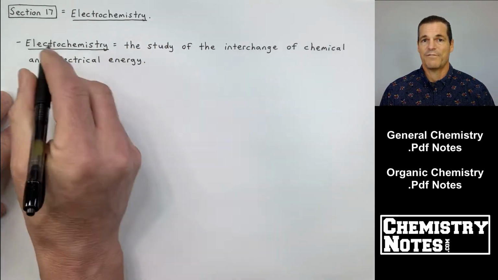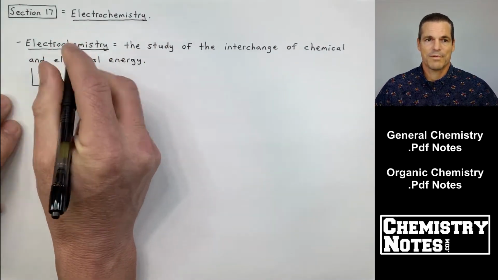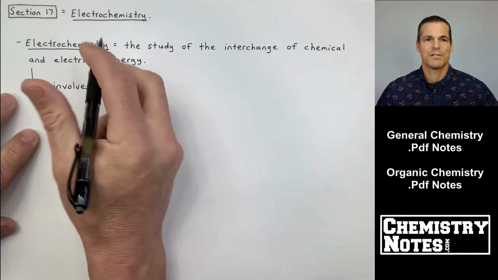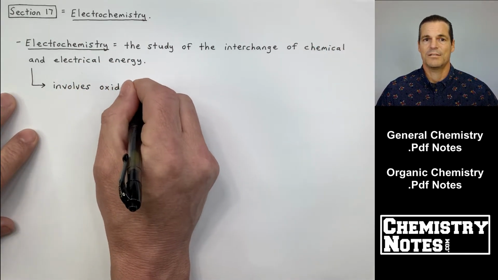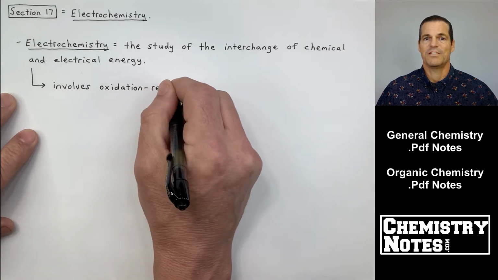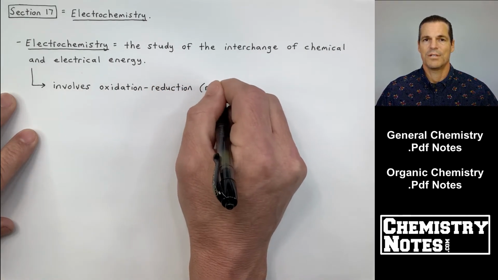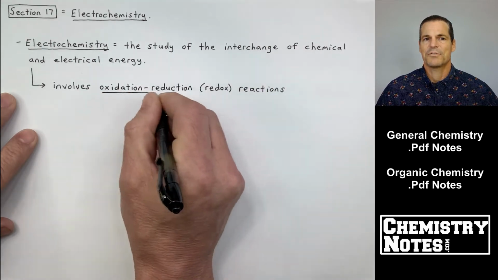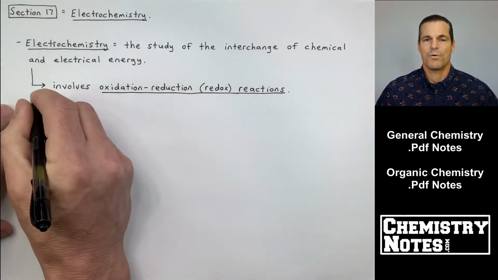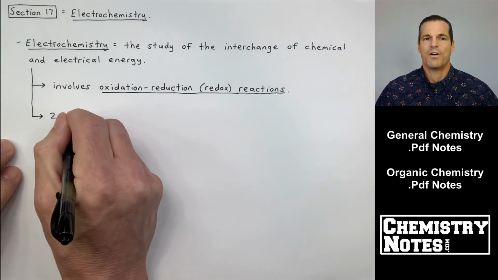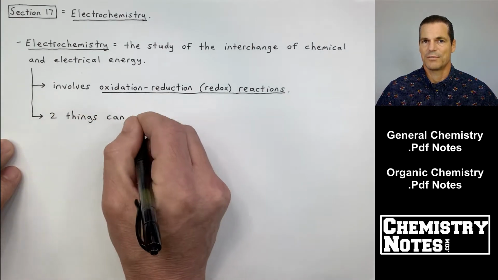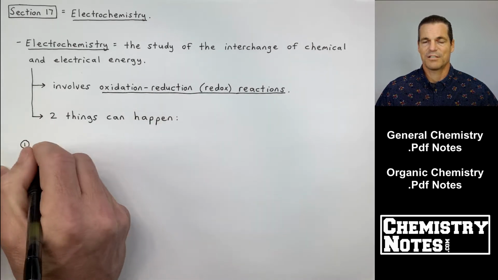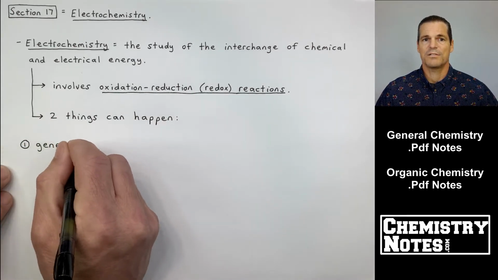First of all, the definition of electrochemistry, because we haven't seen this term in any of the previous 16 sections. Electrochemistry is the study of the interchange of chemical and electrical energy. Now, electrochemical reactions involve oxidation-reduction reactions. So this entire section, section 17, is going to focus on redox reactions.